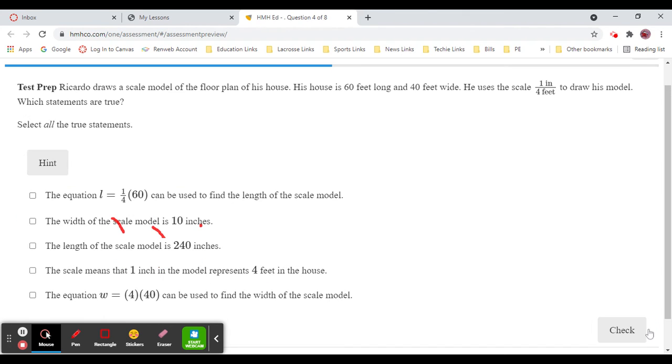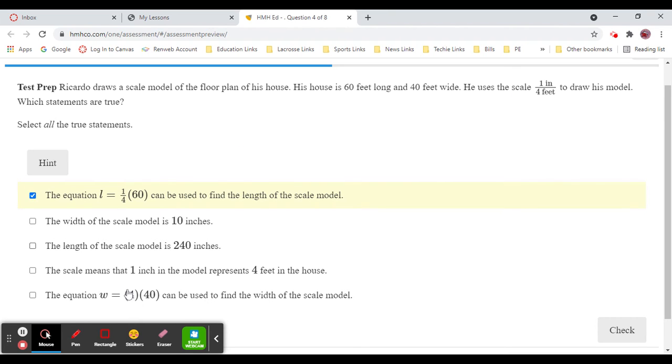All right, number 4. All right, let me clear my screen. There we go. All right. Now, let's see. Ricardo draws a scale model of the floor of his house. His house is 60 feet long and 40 feet wide. He uses a scale 1 inch is 4 feet to draw his model. What are all the statements that are true? So let's see. 1 divided by 4 can find the length of his scale model. Well, yeah, 1 divided by 4, and he's going to multiply by 60 to find his length.